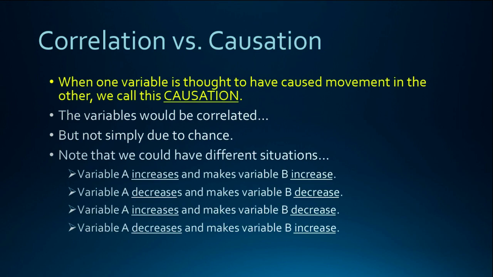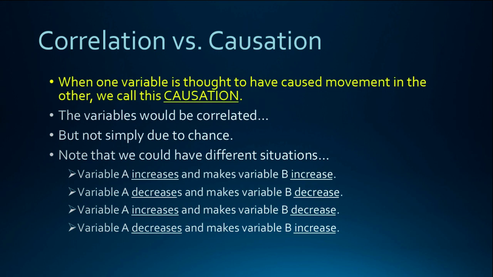So we could have different situations here. We could say that variable A increases and it makes variable B increase. So A goes up, B goes up. Or second case, variable A decreases and it makes B decrease. Or third case, variable A increases but it makes variable B decrease. Or variable A decreases and it makes variable B increase, right? There are 4 different kinds of correlation and causation that we could have here.